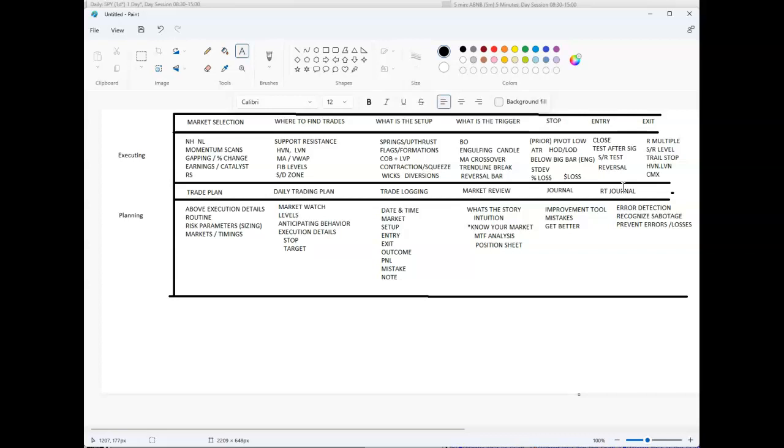So I put all of this together, folks. If you have all these elements, you have the foundation for executing and planning. And that's what trading is.